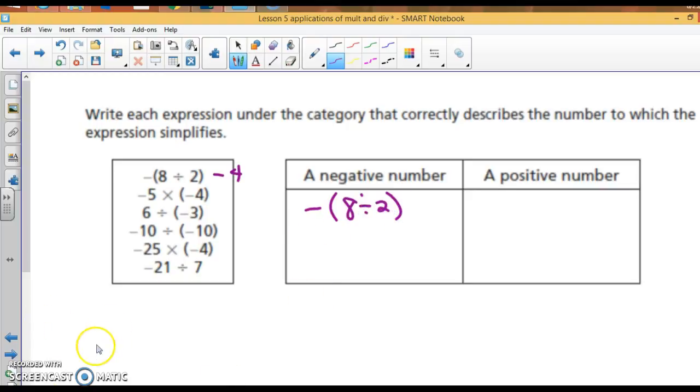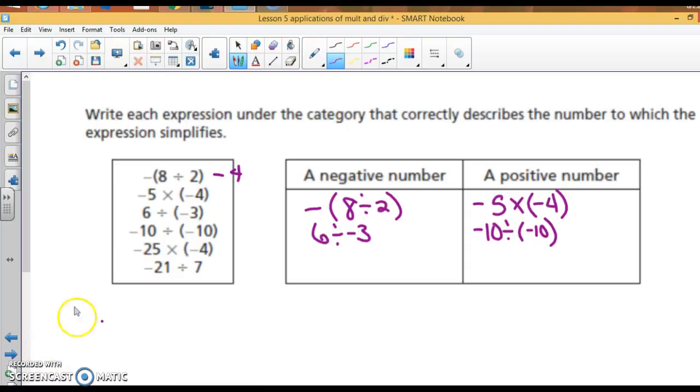Negative 5 times negative 4, a negative times a negative. When they're the same, the answer is positive. So that's going to be right over here. 6 divided by negative 3. I've got a positive divided by a negative. That's going to give me a negative. Negative 10 divided by negative 10. That's going to give me a positive. So it's going to go here.